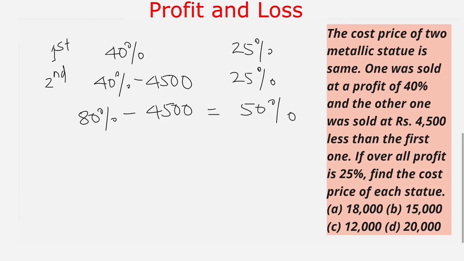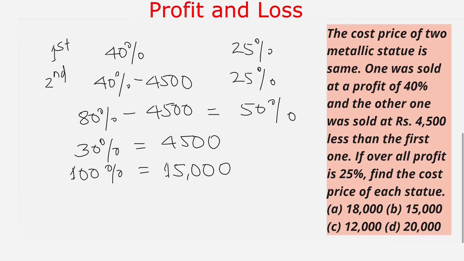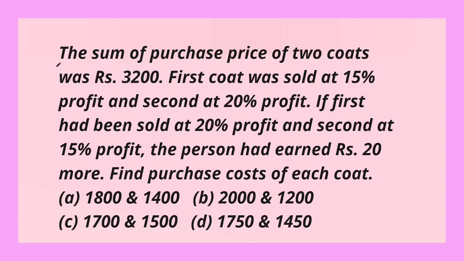These two are equal, so we equate them, and on solving, 50% transferring to left hand side, we get 80% minus 50% is 30%. This is equal to 4,500. Therefore 30% is 4,500, therefore 10% is 1,500, and 10 times of 10% is 100%, therefore 10 times of 1,500 is 15,000. Therefore, the cost of each statue is 15,000. And from the given options, our answer is option B. We go to next question.